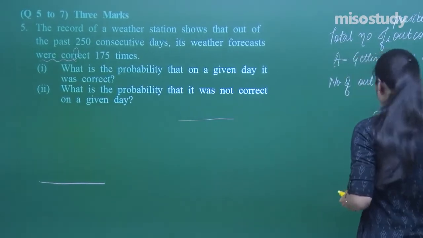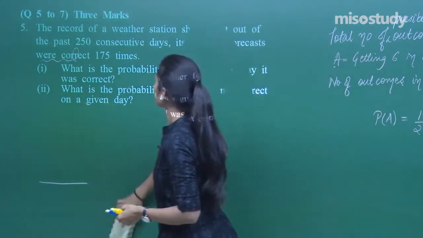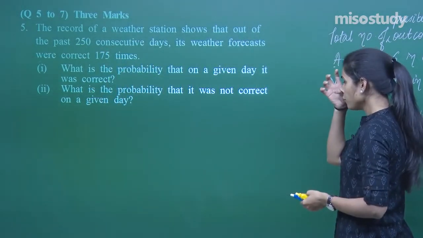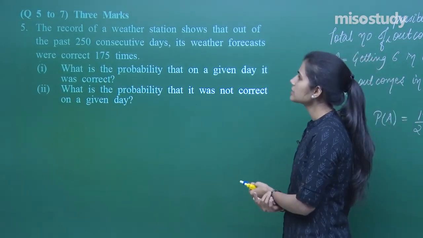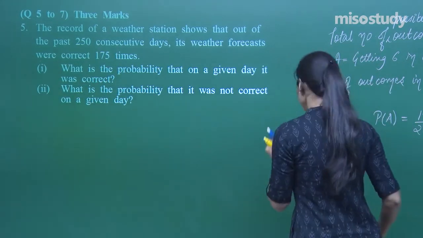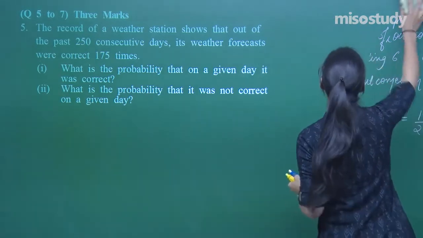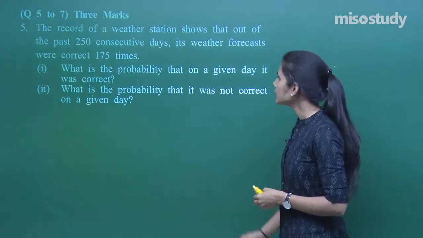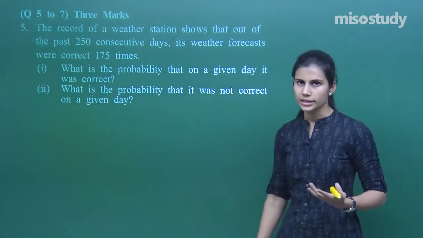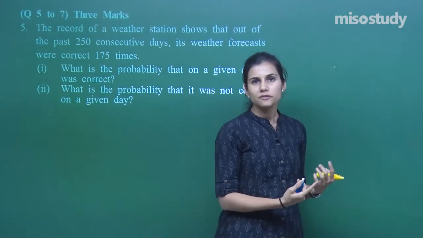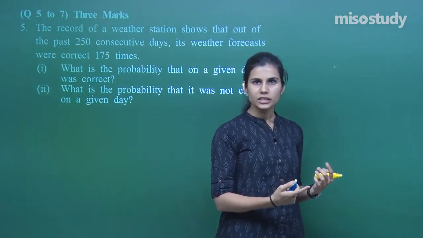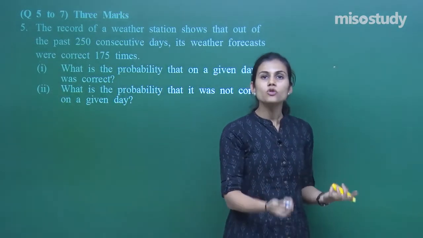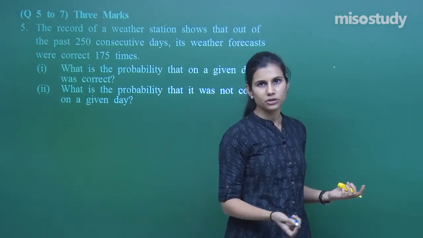The record of a weather station shows that out of the past 250 consecutive days, its weather forecasts were correct 175 times. So, for 250 consecutive days the forecast was checked and it was correct 175 times. What is the probability that on a given day it is correct and on a given day it is not correct? So, the total number of days on which I have checked the weather forecast is 250, right? From each day I have a report. So, the total number of outcomes that I have is 250. The outcome is nothing but the report of that particular weather forecast.